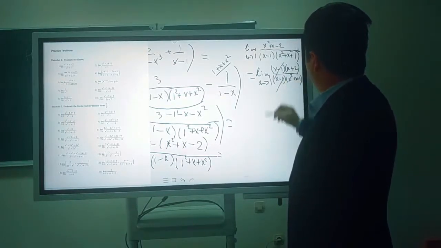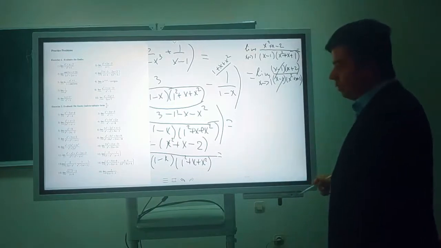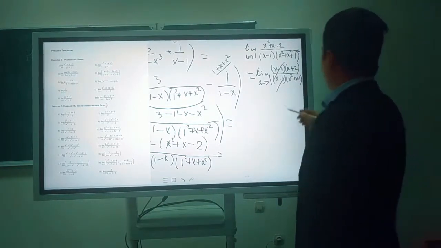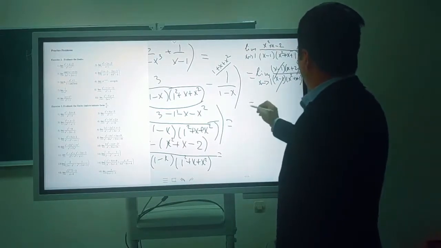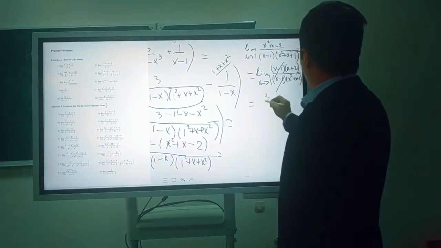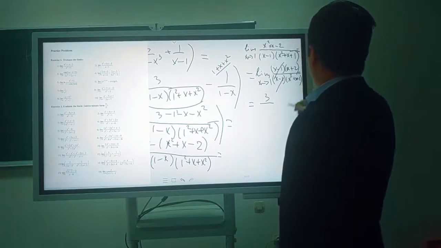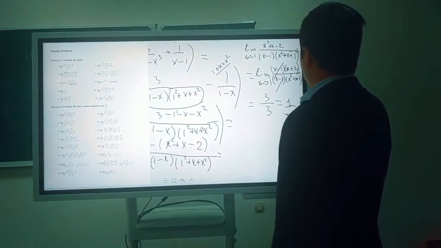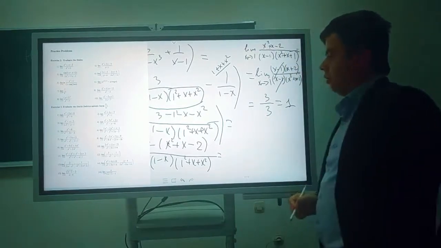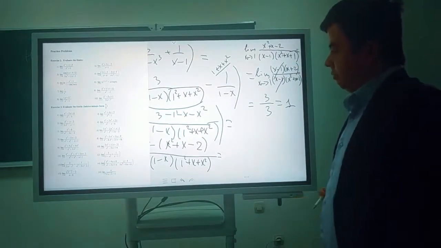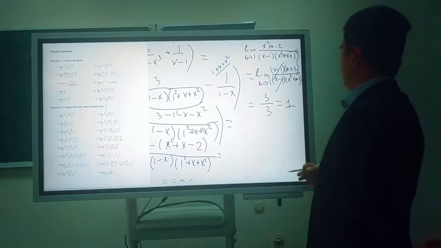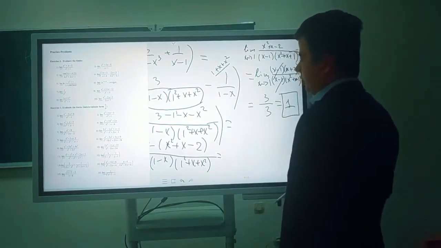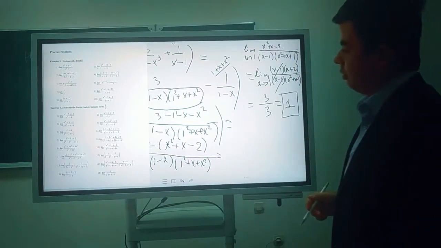So we can cancel them, and then we don't have any indeterminate form in this example. So just putting 1 instead of x, we have 3 over 1 plus 1 plus 1, 3 over 3. So the answer is 1. This is the answer of our example. The limit is equal to 1.